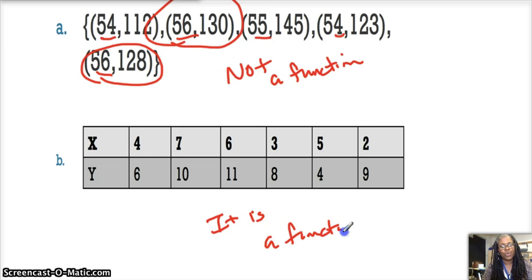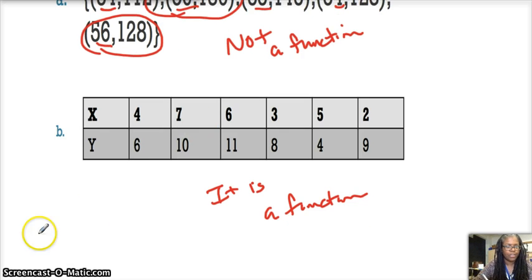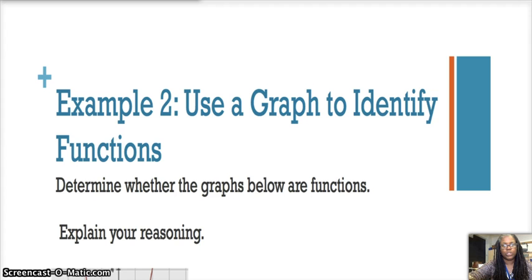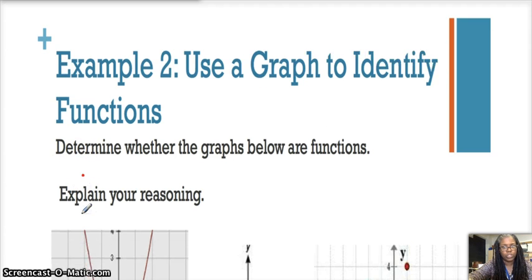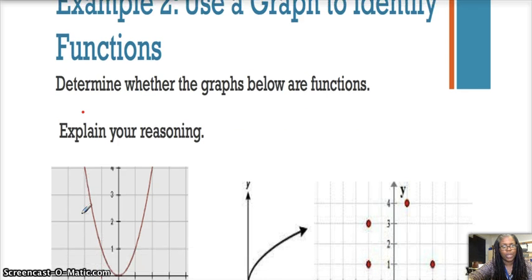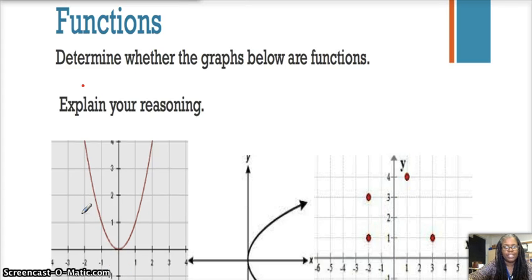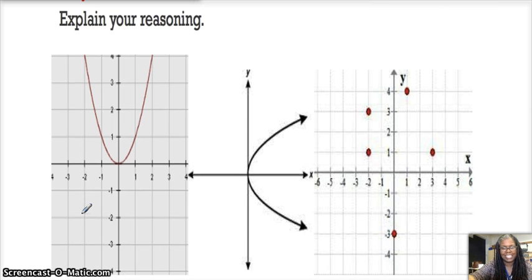All right, so now that we have this kind of down, let's go and take a look at a couple of other examples. Look at example 2 here. In example 2, we are going to use a graph to identify a function. So here's where we're going to actually employ the vertical line test. Determine whether the graphs below are functions. Explain your reasoning. So now, instead of having discrete dots, and this was only supposed to be one graph, but I figured we're kind of cool. We can do several graphs.